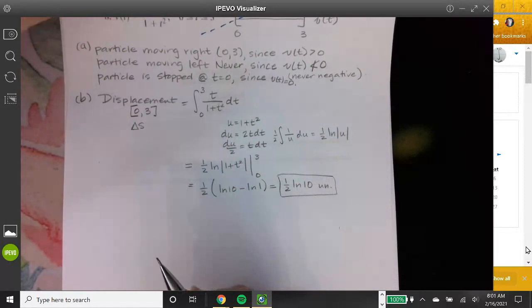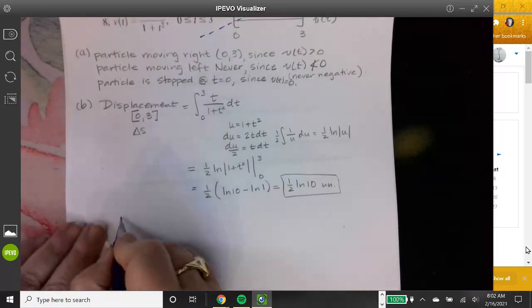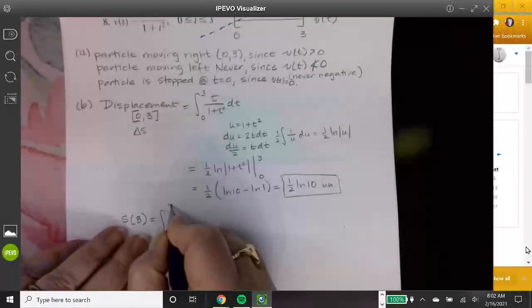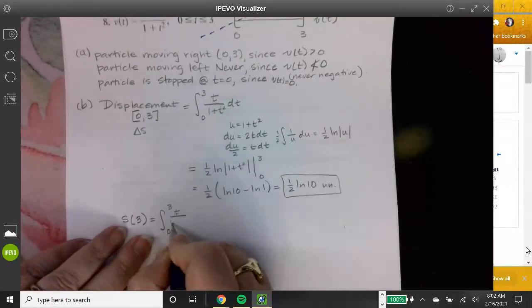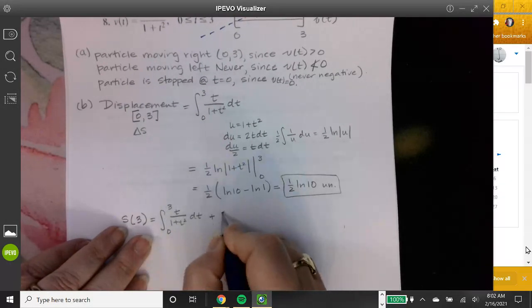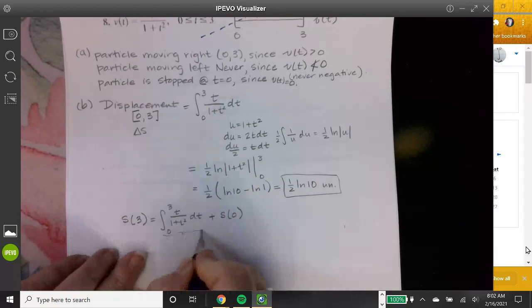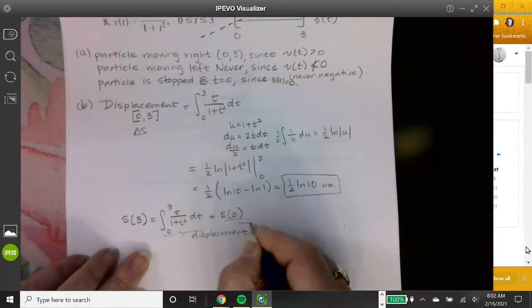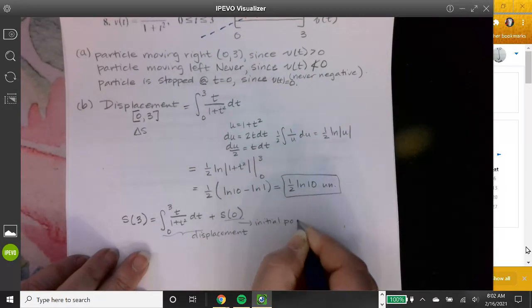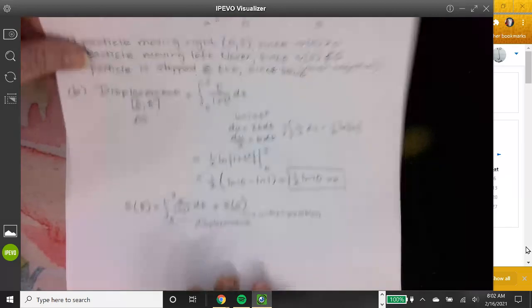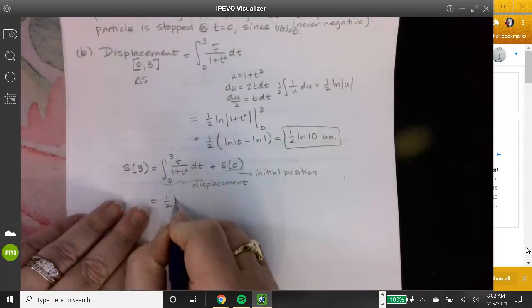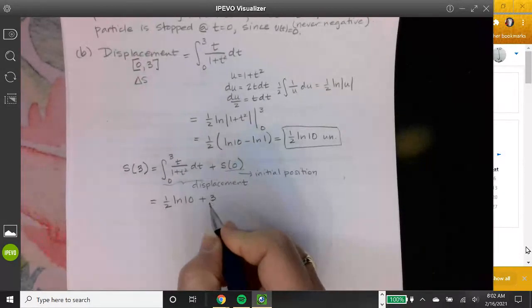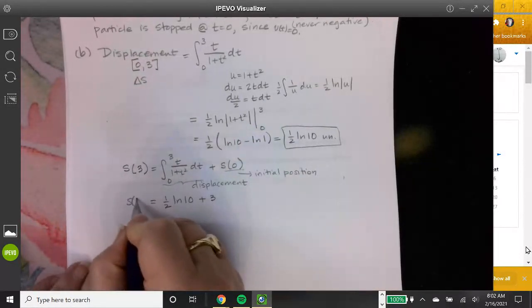Now, part B also asks, what's our final position? Well, our initial position they gave us was 3, so our final position at 3 is going to equal the integral from 0 to 3 of t over 1 plus t squared dt, plus my initial position. Now I know that this right here is, again, the displacement, and this right here is the initial position, which they gave us as s of 0 is 3. So this is going to be 1/2 the natural log of 10 plus 3. And this is my final position, or my position at 3.